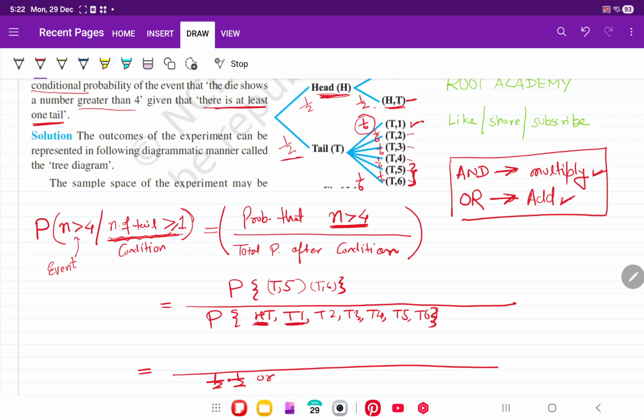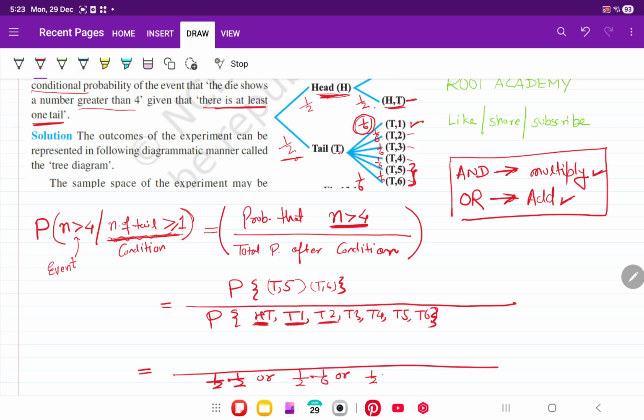Here you can see, first tail will come with probability 1 by 2 because we are throwing a coin. So half possibility is there that tail will come. If tail comes, then we are throwing a die, and we want that 1 will come. So total probability will be 1 by 2 and 1 by 6. So what do we do? Multiply.